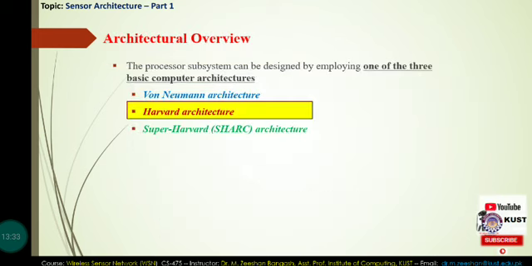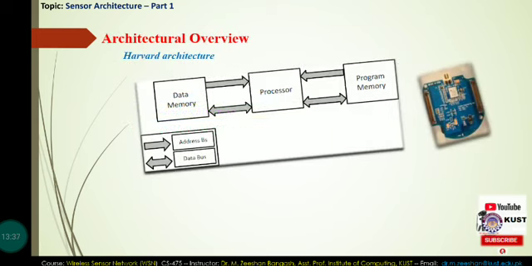The second architecture is the Harvard architecture, which, as you can see in the slide, is a modified version of the von Neumann architecture. In this architecture, there are separate memory spaces for storing program instructions and the data, and each memory space is interfaced with the processor with a separate data bus.